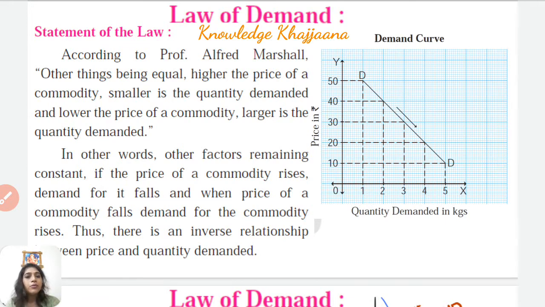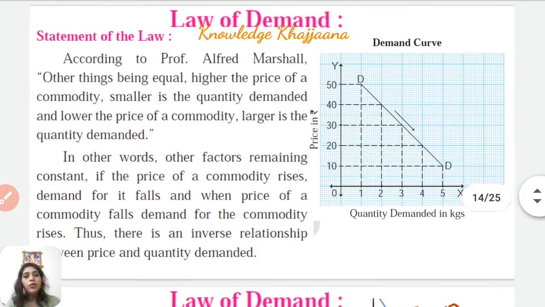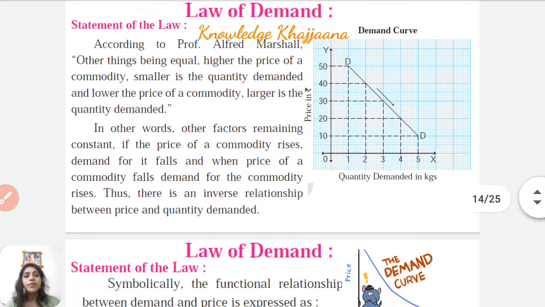Then what should be proved? If the price of the commodity rises, then the demand for it falls, and when the price of a commodity falls, demand for the commodity rises. So both things are opposite to each other, inversely proportional to each other. The relationship between them is inverse. Price rises, then demand comes down; price comes down, then demand rises. So there is an inverse relationship between the two factors. Now we have to learn that in detail in this lesson, in this topic.